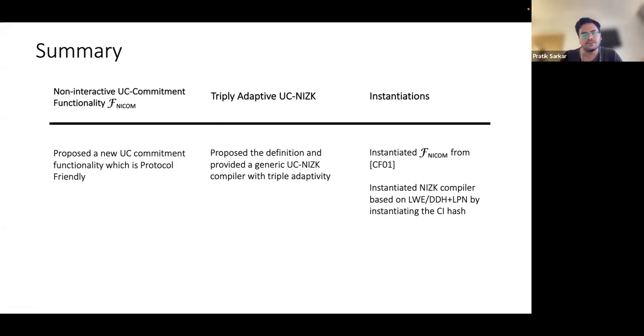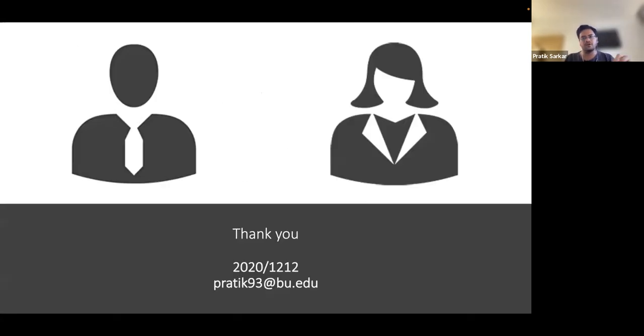For example, you can also instantiate our NIZK from sub-exponential DDH by relying on the state-of-the-art CI hash function from sub-exponential DDH. So that's all. Thank you.